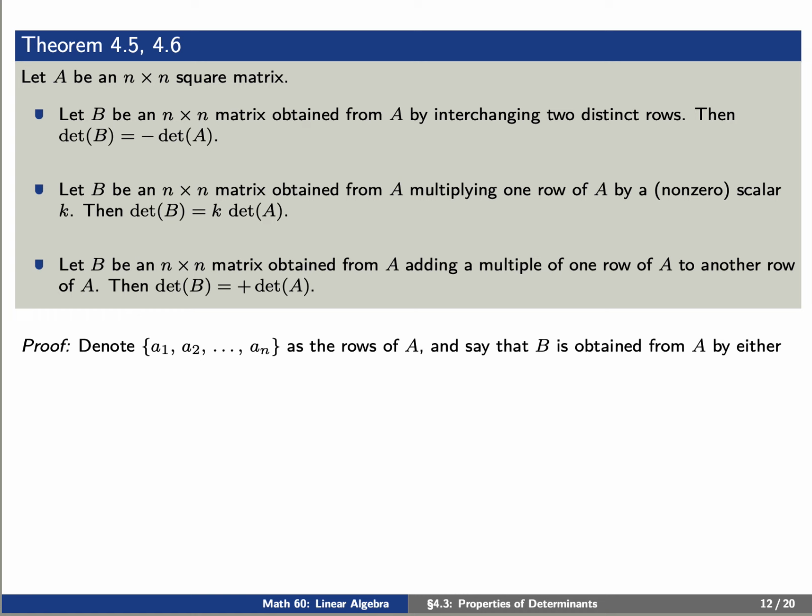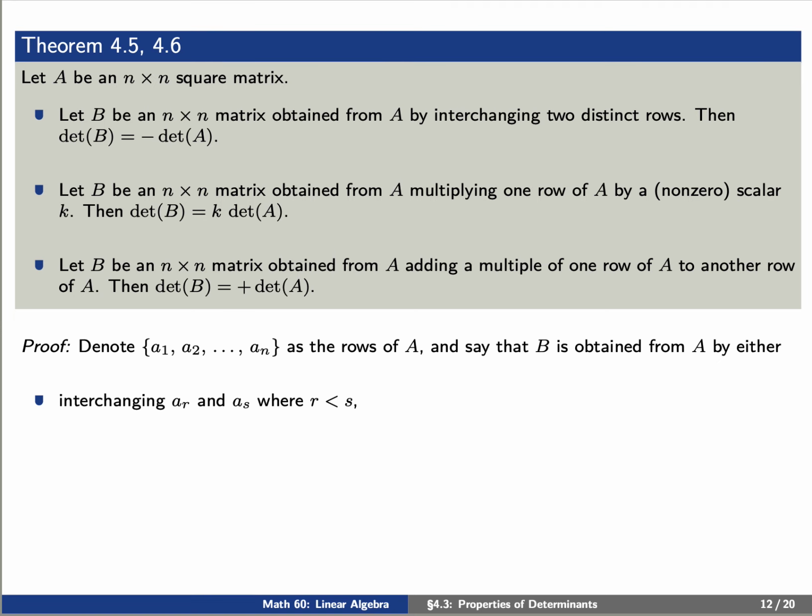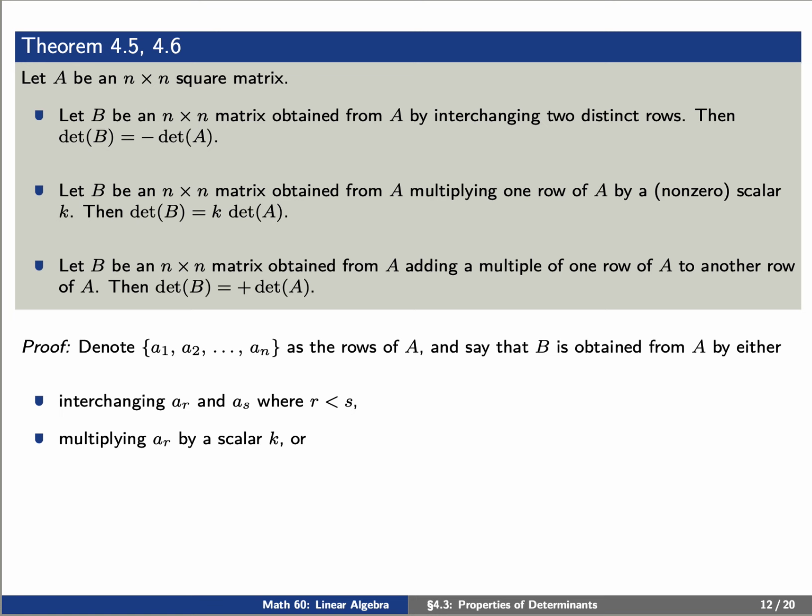Let's denote lowercase a sub 1, lowercase a sub 2, through lowercase a sub n as the rows of A, and let's say that B is obtained from the matrix A by either interchanging rows a sub r and a sub s, where r is less than s, multiplying row a sub r times the scalar k, or adding c times the row a sub s to the row a sub r.